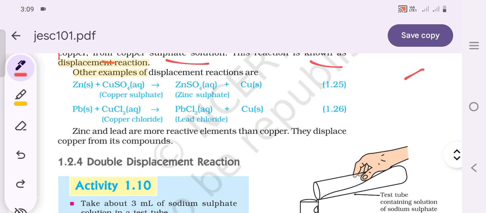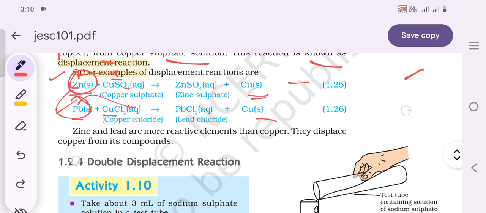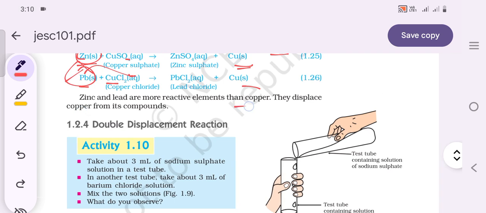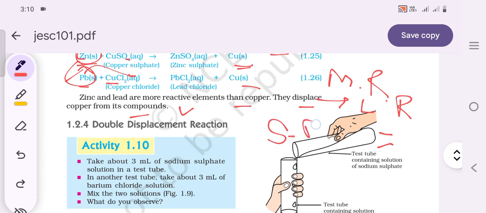Here are certain examples of displacement reactions, like zinc plus copper sulfate solution. It forms zinc sulfate, as Zn replaces Cu with SO4, so Cu is released. Like that, lead reacts with copper chloride to form lead chloride plus copper. Zinc and lead are more reactive elements than copper, so they displace copper from its compounds. A more reactive element replacing a less reactive element is called a single displacement reaction. Now let us discuss double displacement reaction.